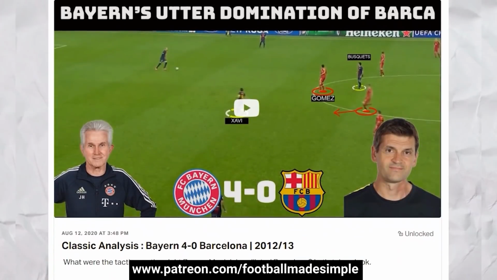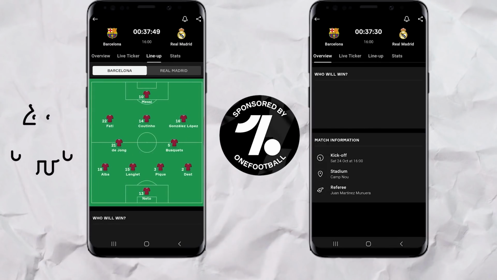A quick reminder of the formations used by both sides, as seen on the OneFootball app.